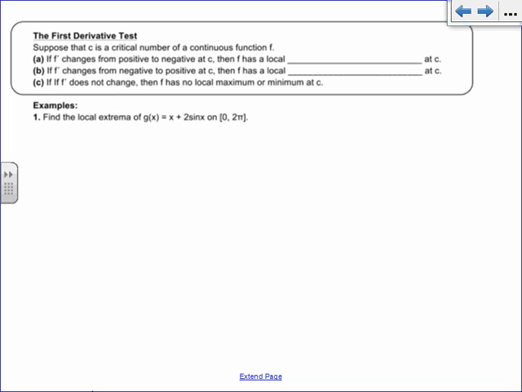All right, so the first derivative test. So it's exactly what Jay just said. It says, suppose that c is a critical number. We have a continuous function. That continuous function thing will be important. I'll talk about that. And it says if f prime changes from positive to negative, so if my f is increasing and then decreasing, then f has a local maximum. If f prime changes from negative to positive, then f has a local minimum.